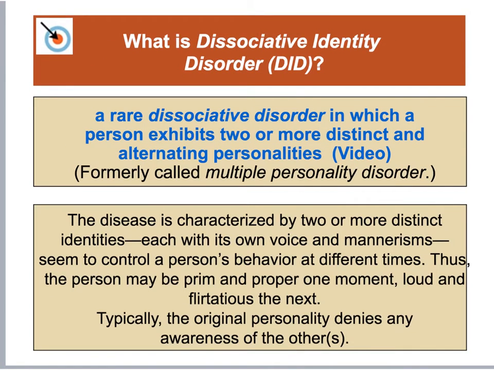Okay, this next disorder is a really, really interesting one. In fact, some of you might want to do this for your major project. It's called dissociative identity disorder. It used to be called multiple personality disorder, and that's essentially exactly what it is. It is a rare dissociative disorder in which a person exhibits two or more distinct and alternating personalities.